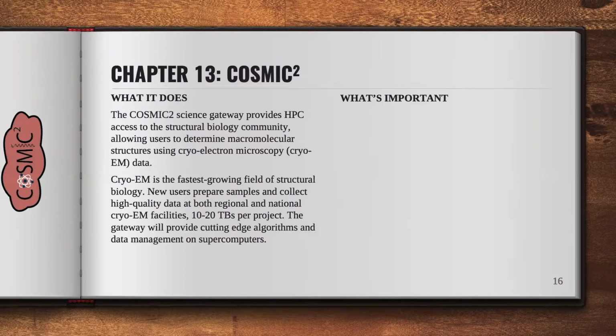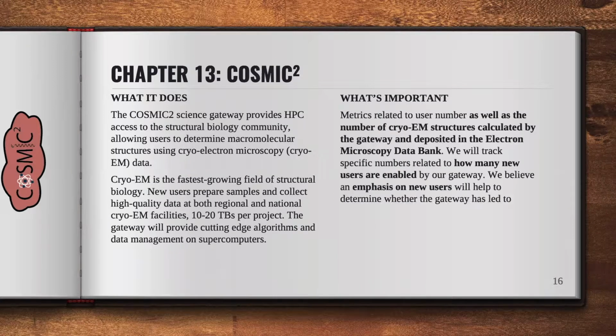COSMICZ out of Michigan. This is a gateway that provides high performance computing for cryo-electron microscopy calculations. One thing that makes the metrics a little easier to measure for this is, not just the usage and the computing, but the end goal is depositing these new samples in the electron microscopy data bank, like the protein data bank. So you can actually count these samples that get deposited coming from this gateway. That's a really nice, contained thing that Mike Cianfranco can look at to measure success here.